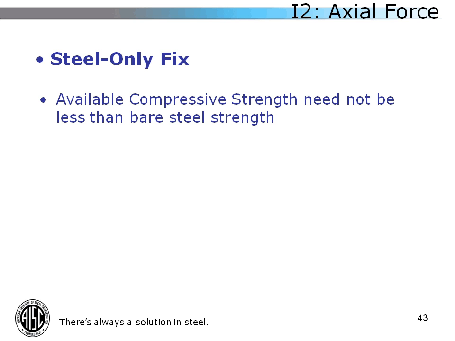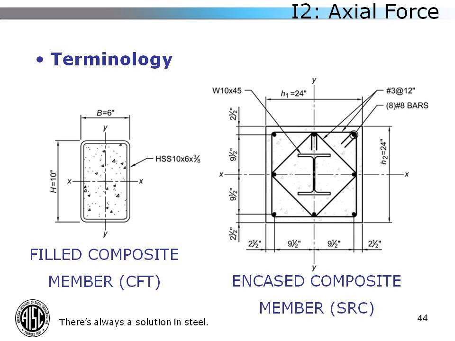So I've already thrown out a couple of terms at you. Let's clarify some things really quick. On the left, this is a filled composite member, also known as a concrete filled tube, or CFT, and that's just an HSS or built-up box shape filled with concrete. On the right side, we have an encased composite member, or SRC, which is a steel reinforced concrete column, and this is just a reinforced column that happens to have a steel section within it. And we're going to take a look at how you determine the axial strength of both these members in turn. We'll start off with the encased composite member on the right.